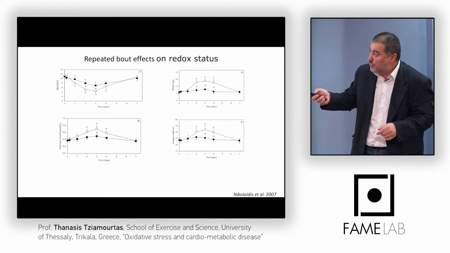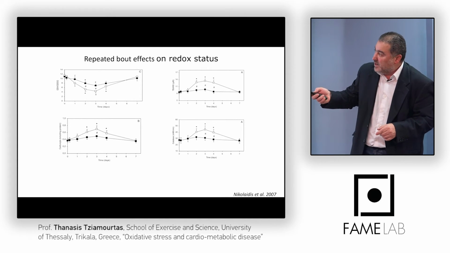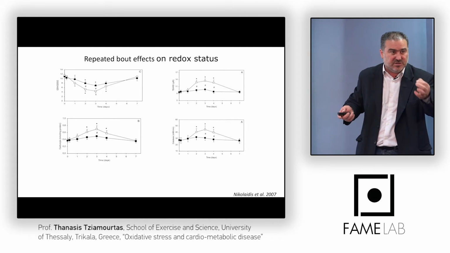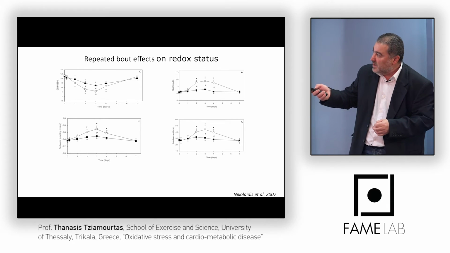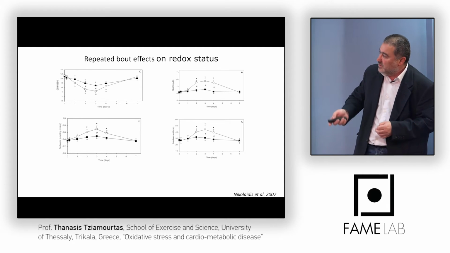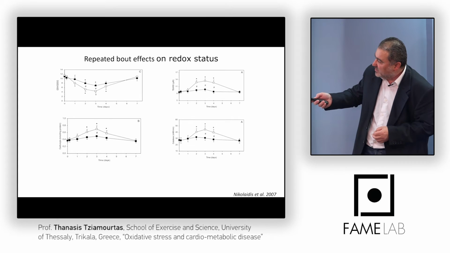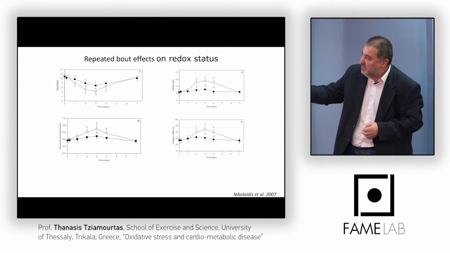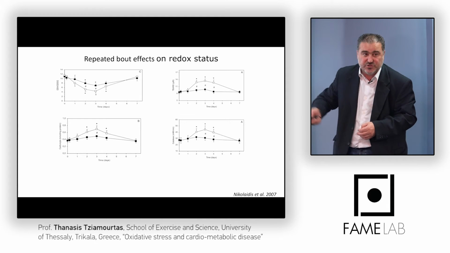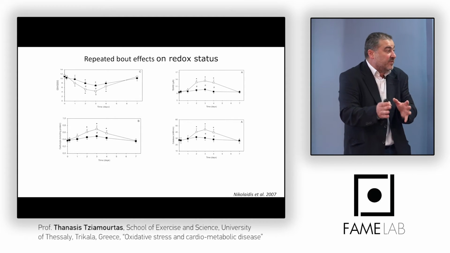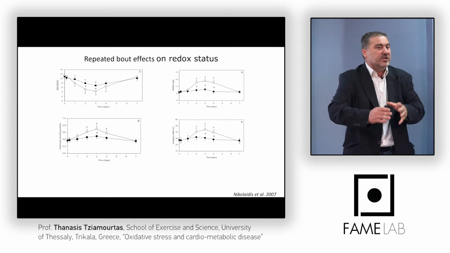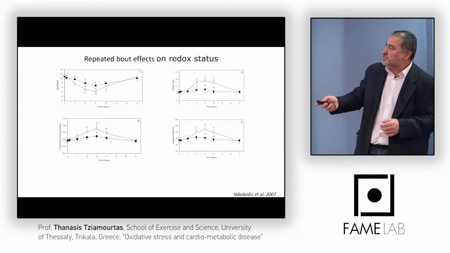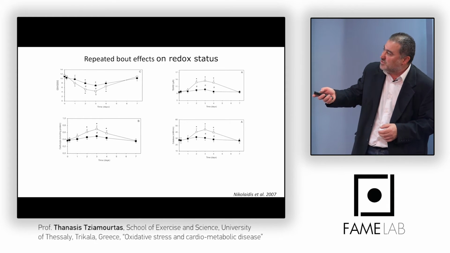So we see here 2, 3, and 4 days that the oxidative stress, the redox status, is perturbed. We see glutathione, catalase, protein carbonyls. For example, glutathione at 2, 3, and 4 days is reduced due to the fact that glutathione was utilized in order to get rid of those damaged proteins.